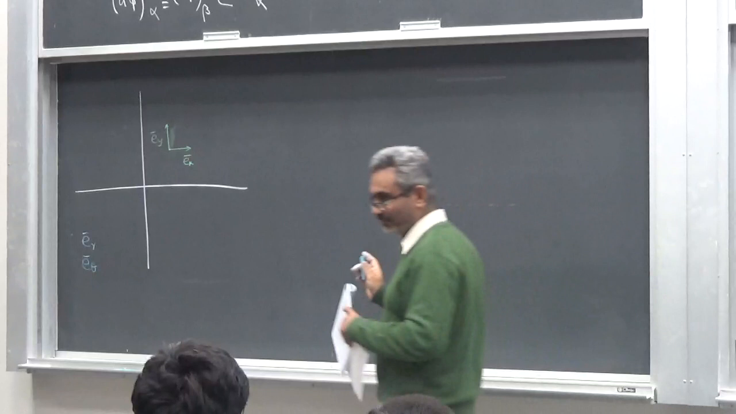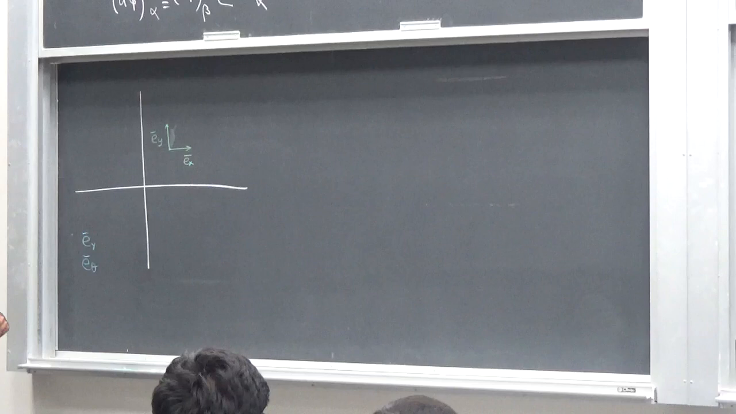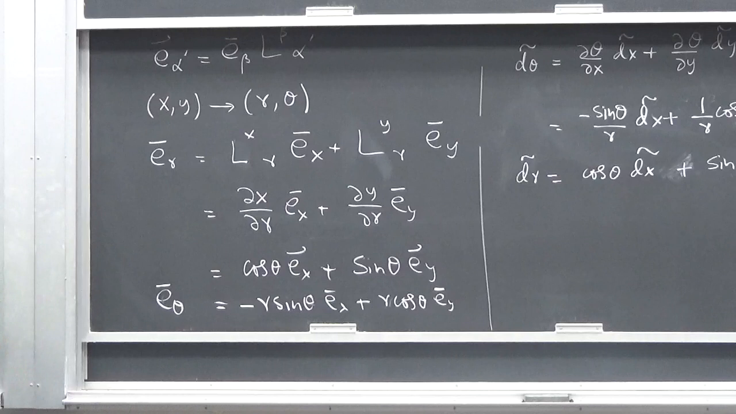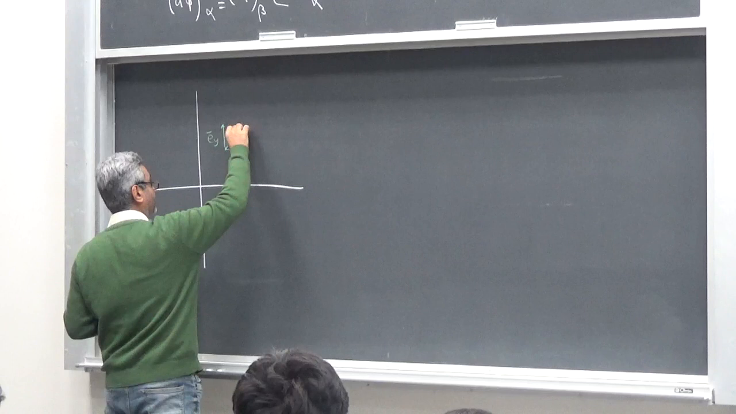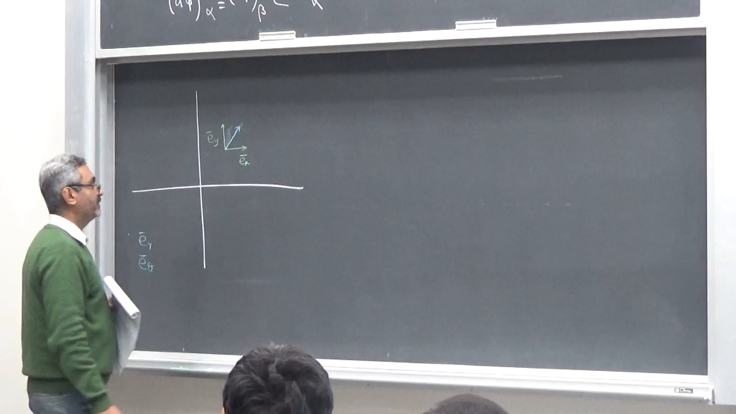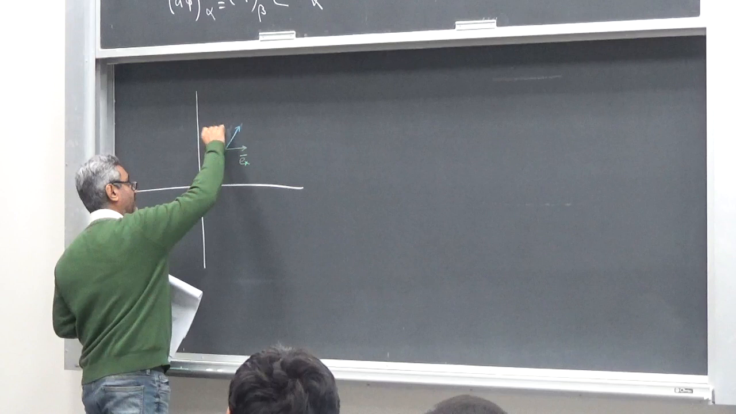But you know what the magnitude is, because you know in R2 how we calculate the magnitude of vectors. Basically it's the square root of the sum of squares of the components, so this is cos squared plus sine squared, which is 1. So the magnitude of this is always going to be 1. If I were to draw it, it would be something like this. And E theta depends on the direction of increasing theta, so it's going to be like this.